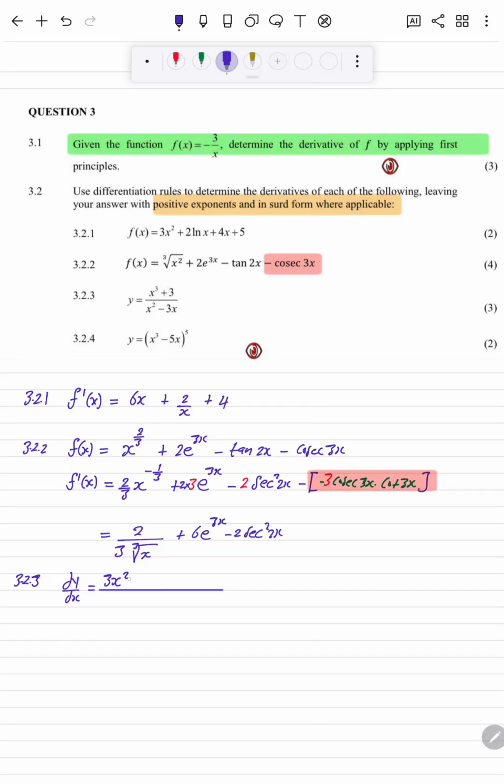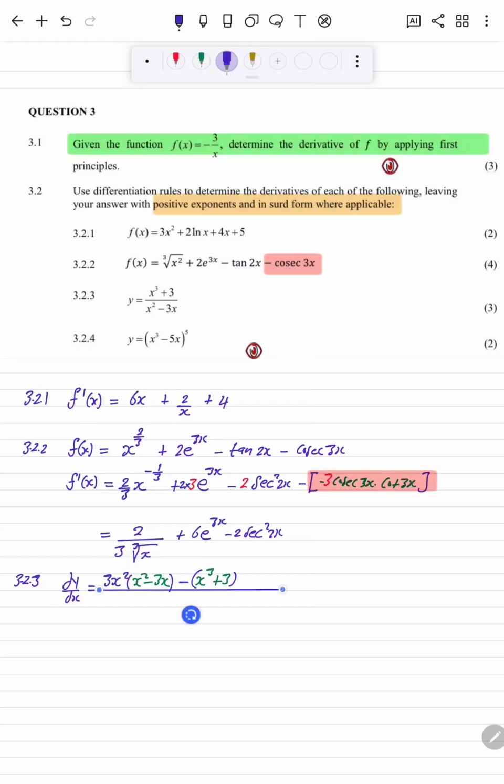So the stuff at the bottom is x squared minus 3x. And then the rule says that you then subtract, and then you keep the one on top. So the stuff on top that we need to keep is x to the third plus 3. We keep that stuff.